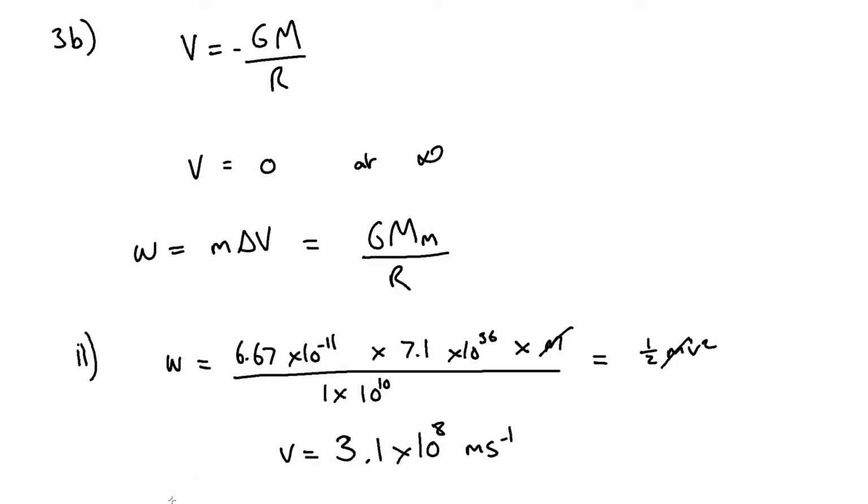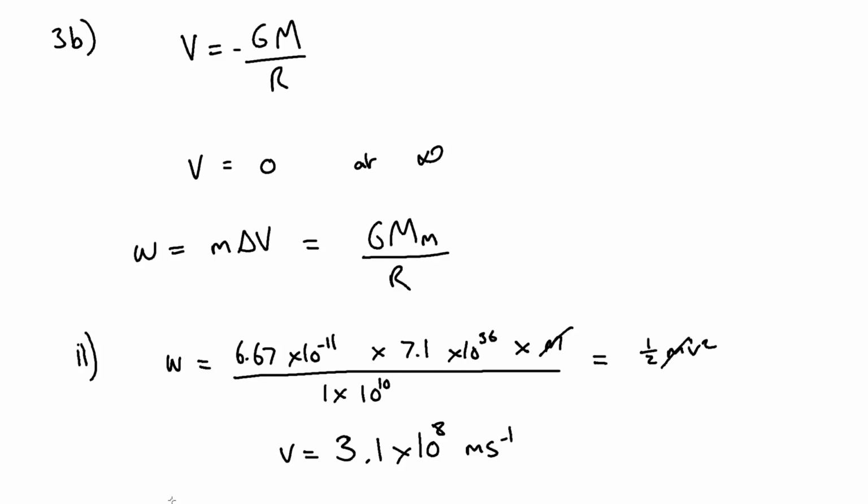That's interesting. 3.1 times 10 to the 8 meters per second. Now, as soon as you calculate a value like that, alarm bells ought to ring. Have I got this right? This doesn't look right. Why doesn't it look right? Well, the speed of light is 3 times 10 to the 8 meters per second. So we've come up here with a speed that is greater than the speed of light.